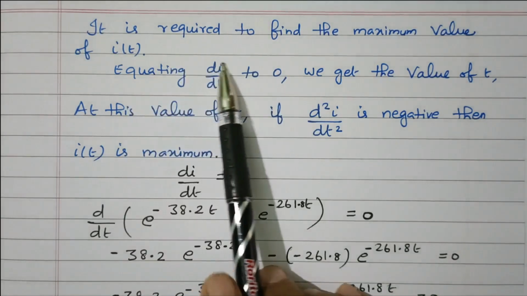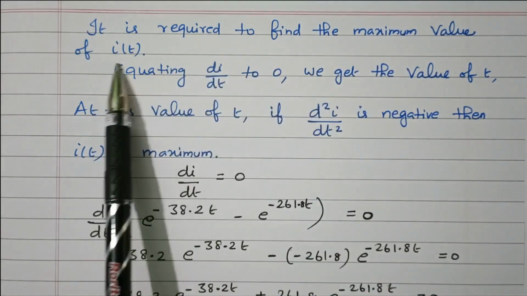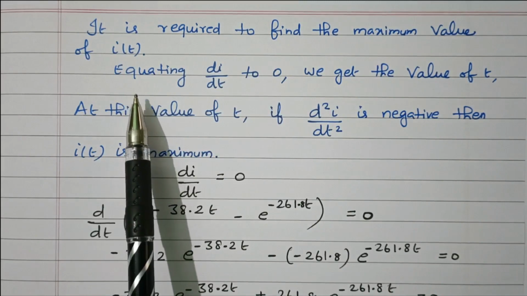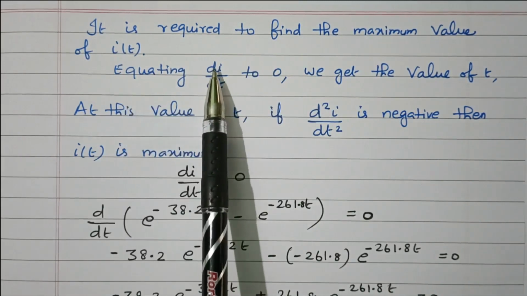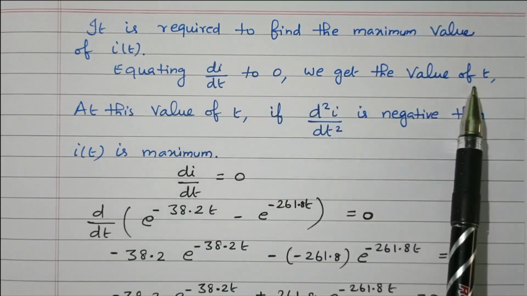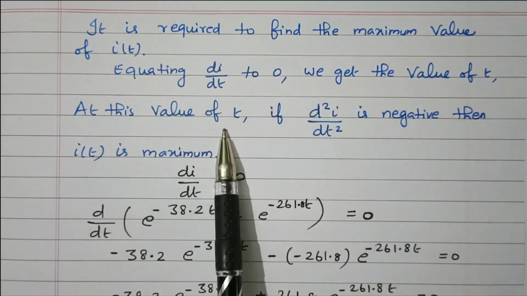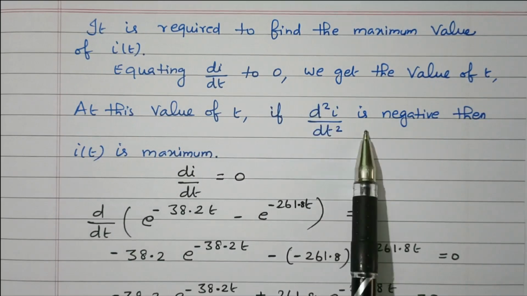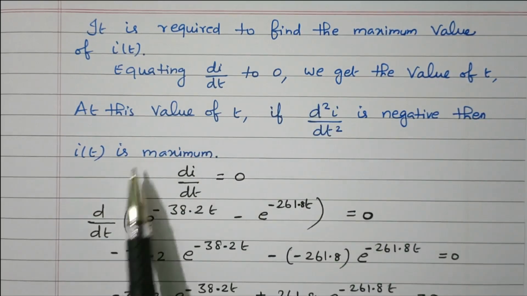So it is required to find the maximum value of i(t), the transient current. How to get the maximum value? Differentiate di by dt and equate to 0. We'll get the value of t. At this value of t, if d²i by dt² is negative, then i(t) is maximum.